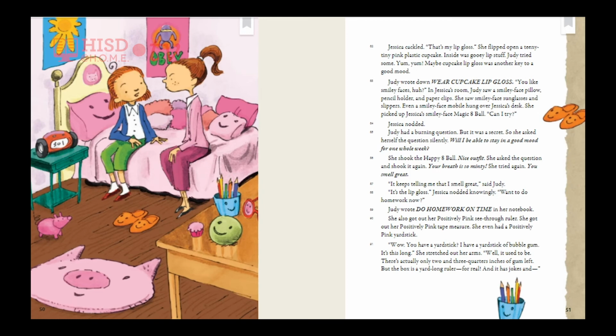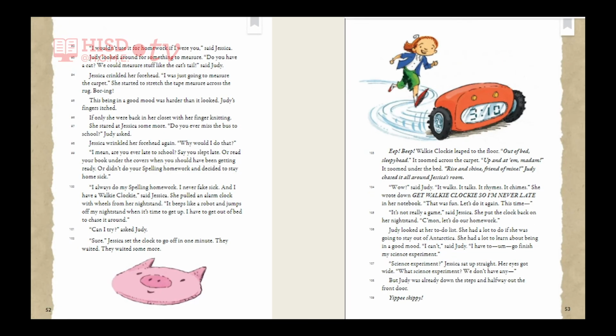"Wow, you have a yardstick? I have a yardstick of bubble gum. It's this long." She stretched out her arms. "Well, it used to be. There's actually 1 or 2 3/4 inch of gum left. But the box is a yard long ruler. For real. And it has jokes." "And I wouldn't use it for homework if I were you," said Jessica.